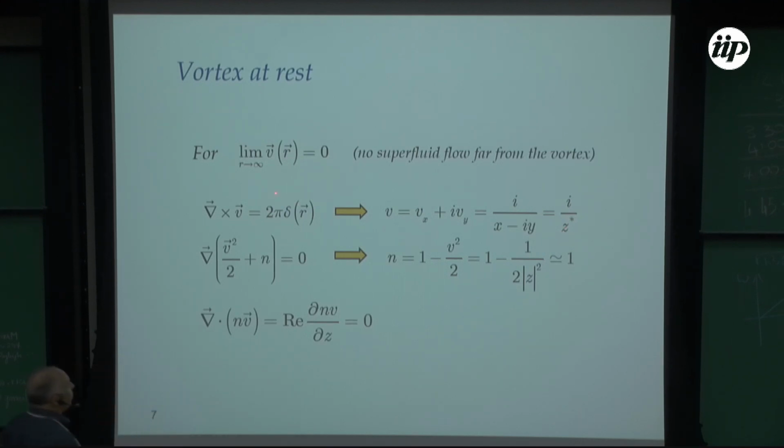And then if I just substitute this equation here, I will get that n is 1 minus v squared over 2. I work with dimensionless units. Density is 1. Healing length is 1, and so on. And at large distances, which is the limit we are interested in, it's essentially 1. And then I can check that this solution goes through these conservation laws very easily.